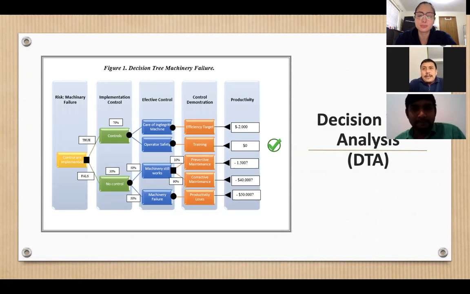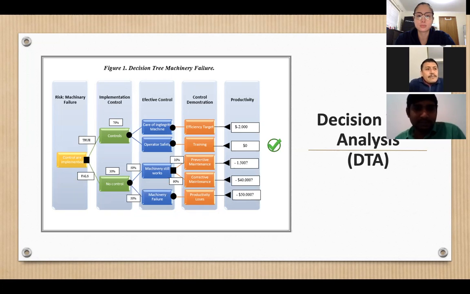Okay. There are two methodologies we would like to use to assess the control of the risk. The first one is the decision tree analysis, DTA, which is a very useful tool used to diagram a panorama of results from a series of decisions related to each other, which have a probability of success.